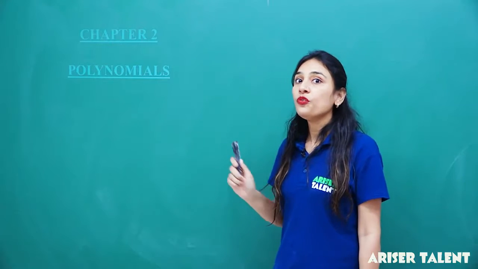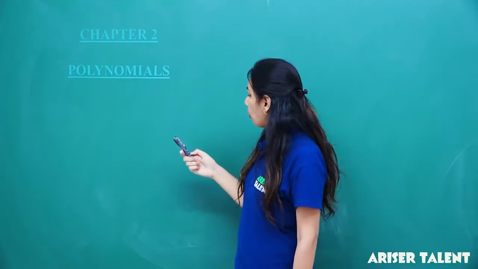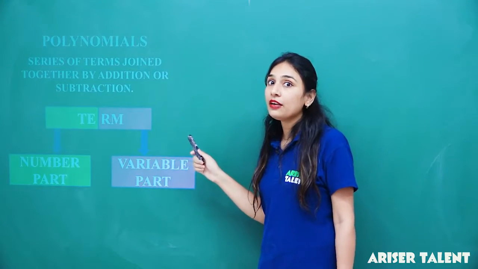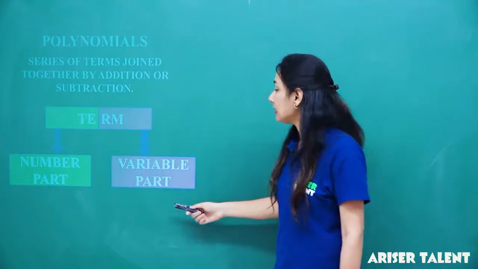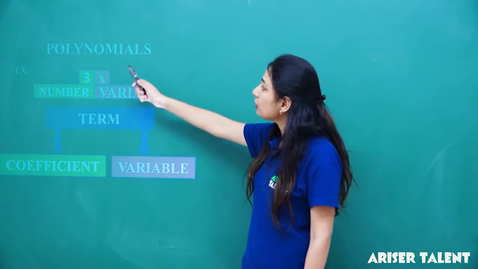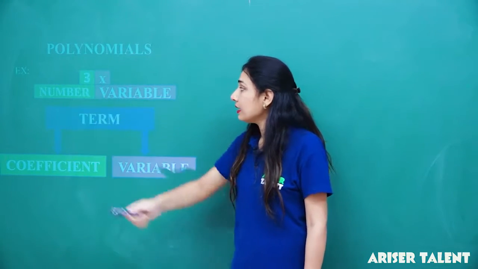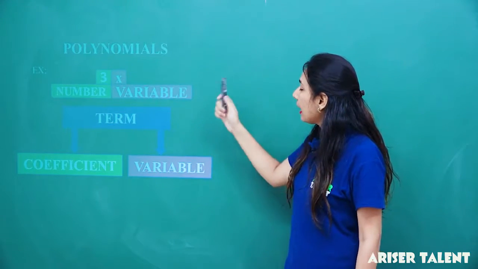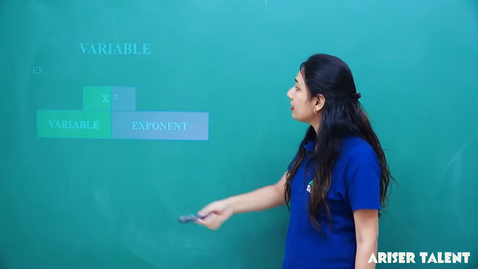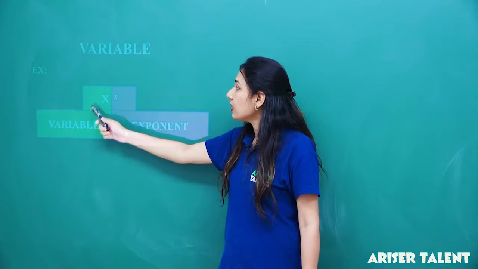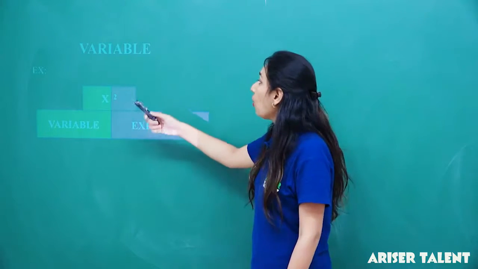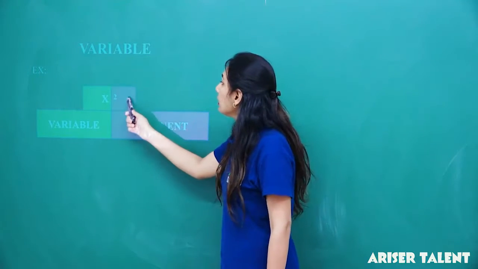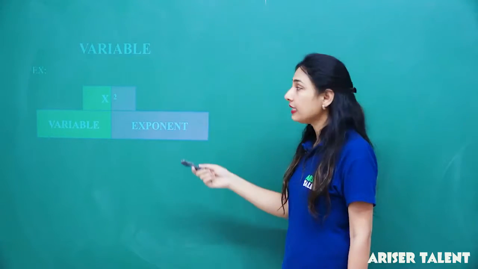In this chapter, first we understood what a polynomial is. We discovered that a term has two parts, the number part and the variable part. Then we understood that the number part is called the coefficient, and the variable part can again be divided into two parts. First is the variable, which is x, y, z or any alphabet, and the second is the exponent part. We'll call this part the exponent, right?